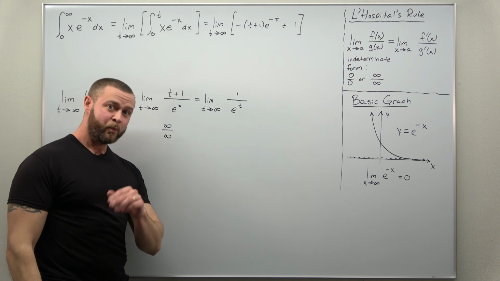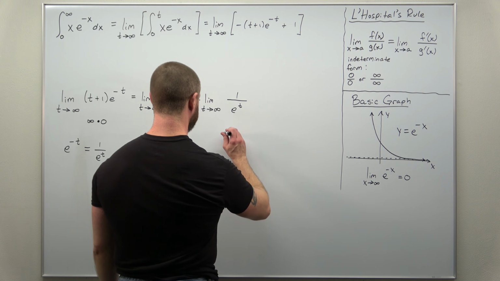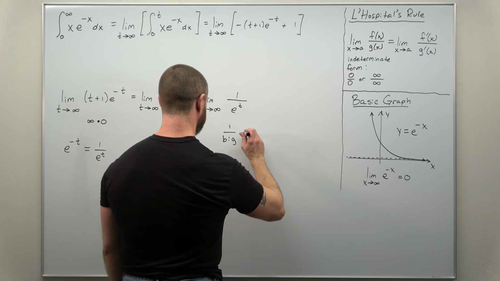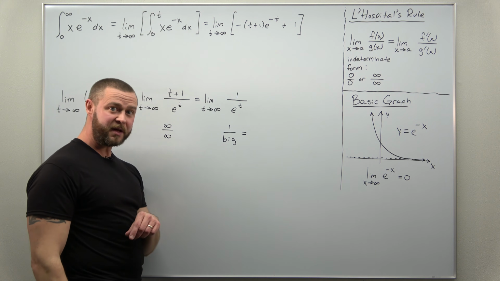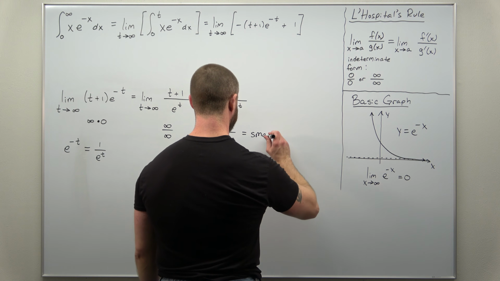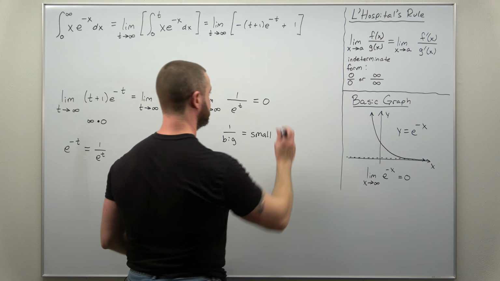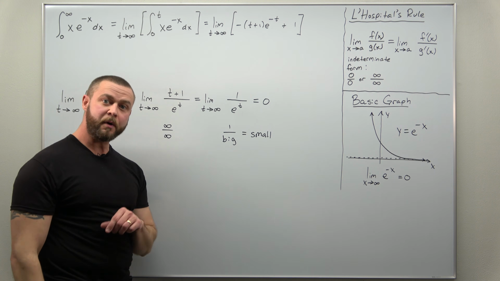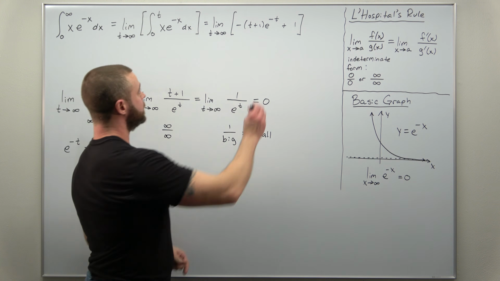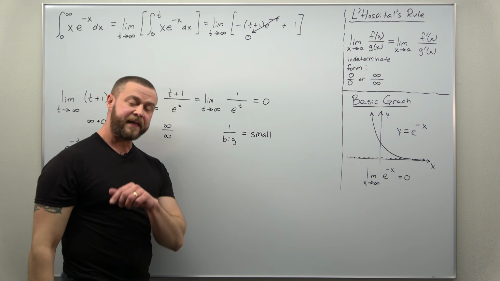And now we don't have a limit involving an indeterminate form. Notice your limit here, your numerator staying as 1, but your denominator is getting exponentially big. 1 over a big number is small. So this limit here approaches 0. And that is most of the work for this question. We were using L'Hopital's rule to evaluate this limit up here. And what we see is this whole term, as t approaches infinity, approaches 0.